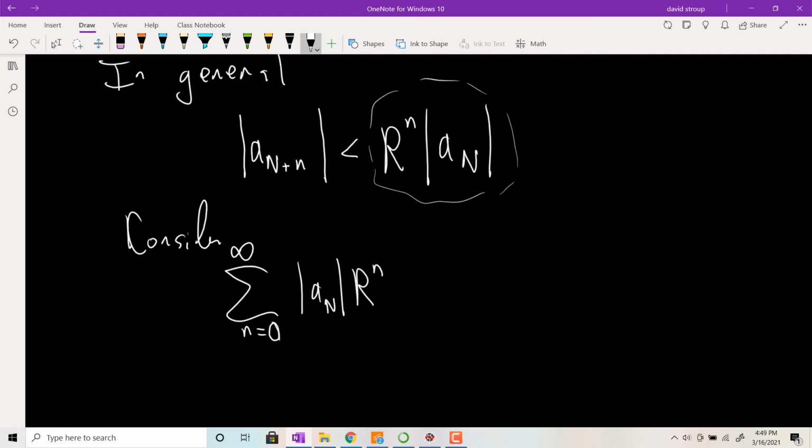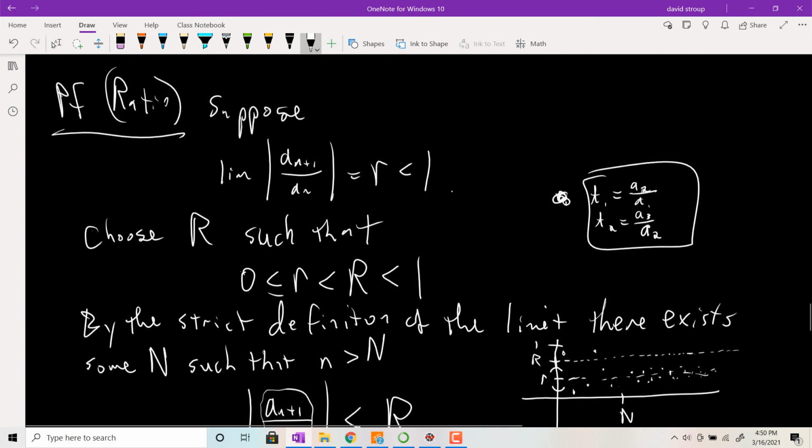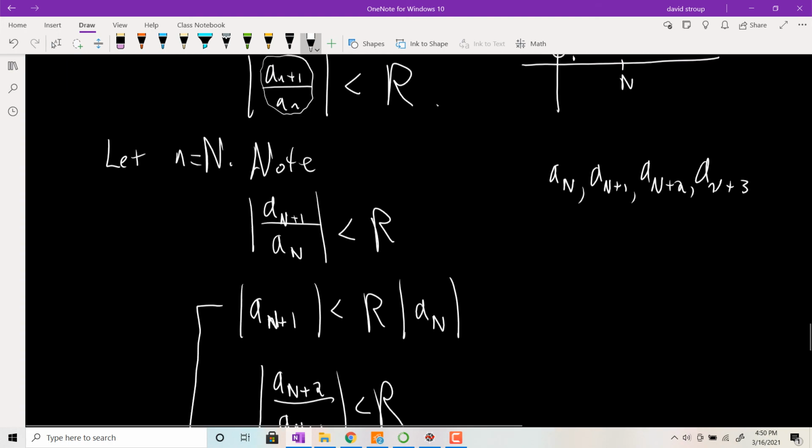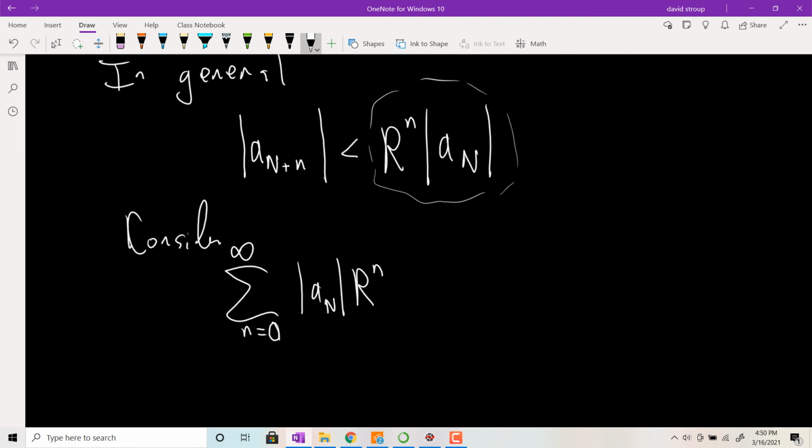What is this thing? Well, it's just a constant. This a sub big N is just some constant times big R to the n. And what is that? That's a geometric series. Not only that, it's convergent because big R is assumed to be less than 1. Okay, so big R is less than 1 from this original inequality. So considering the series, we note it's geometric and convergent. Okay.